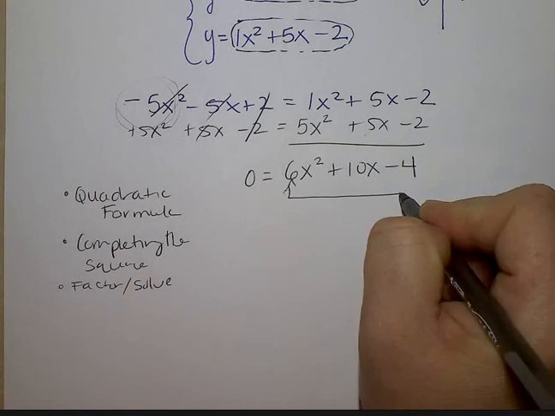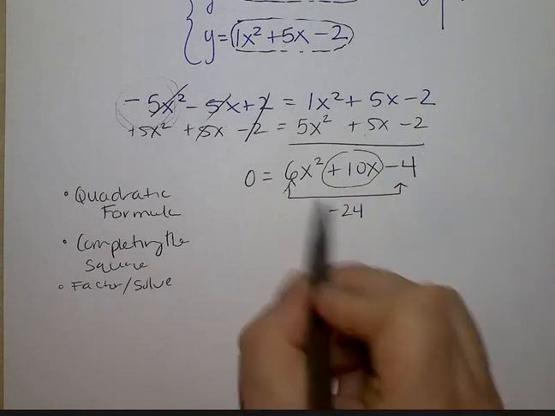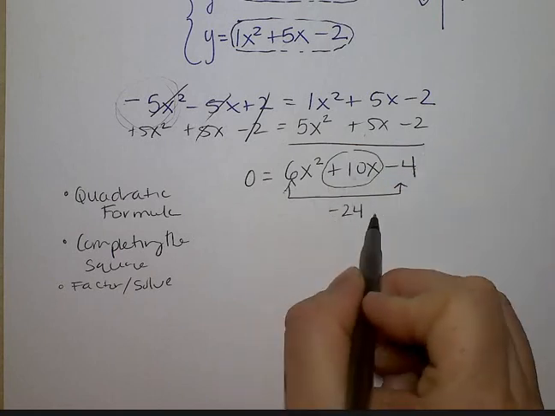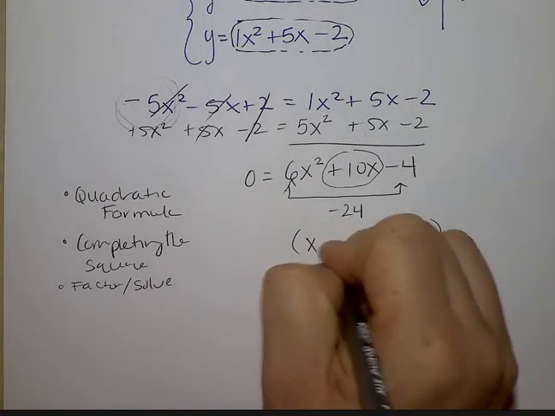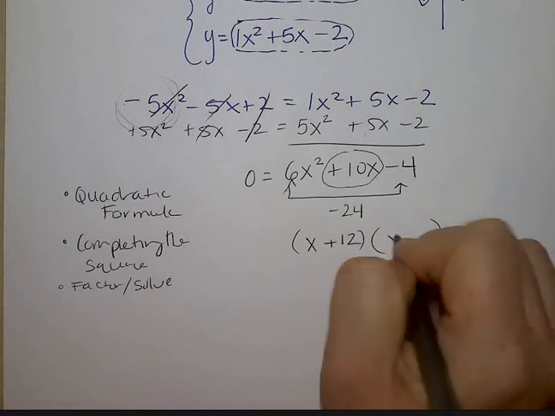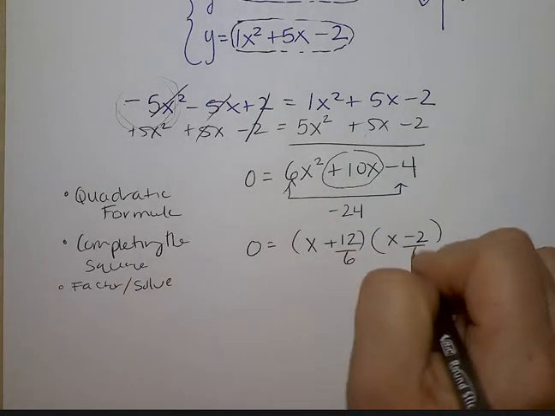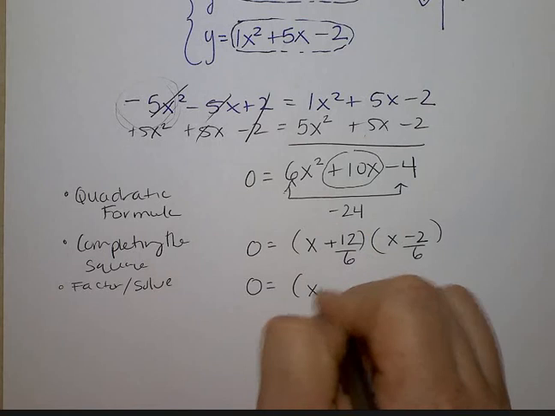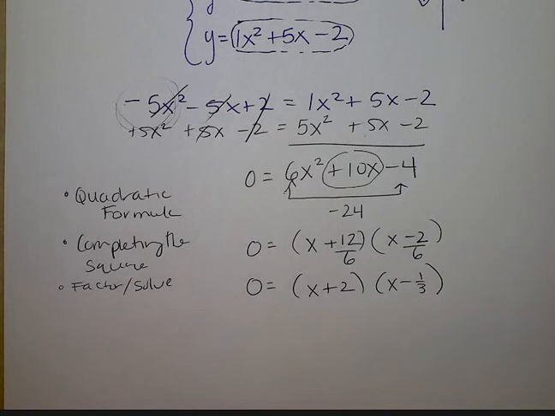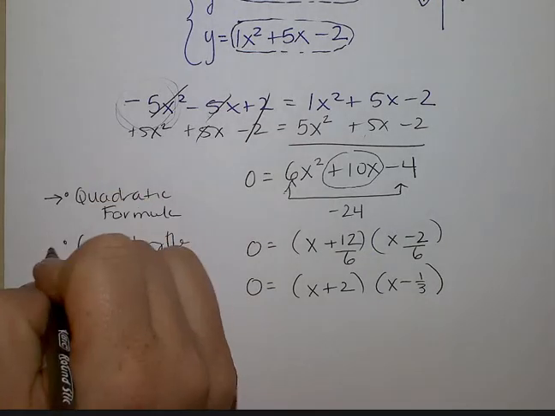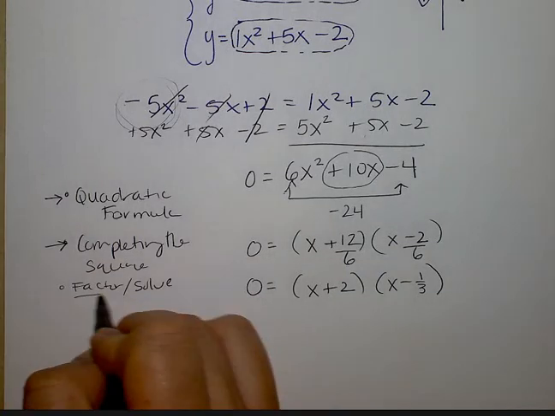6 times negative 4 is negative 24. Can we think of two numbers that multiply to get negative 24 but combine to give you positive 10? And we can. It would be positive 12 and negative 2. Then I need to take the 6 and put the 6 underneath and reduce if possible. So as a reminder, quadratic formula and completing the square are two methods that will always work to solve. Factoring to solve only works when you can factor. In this case, we can.